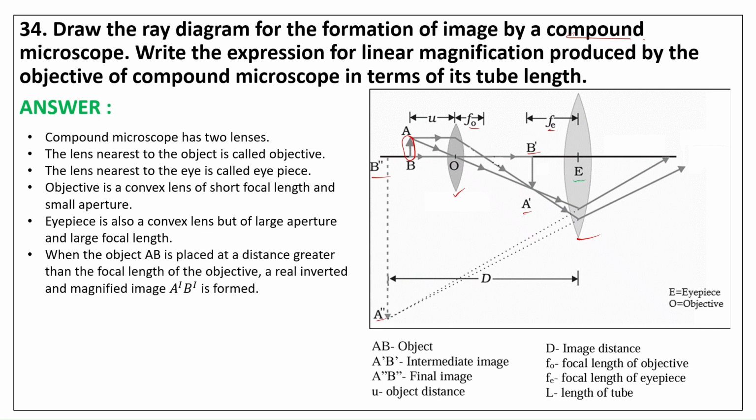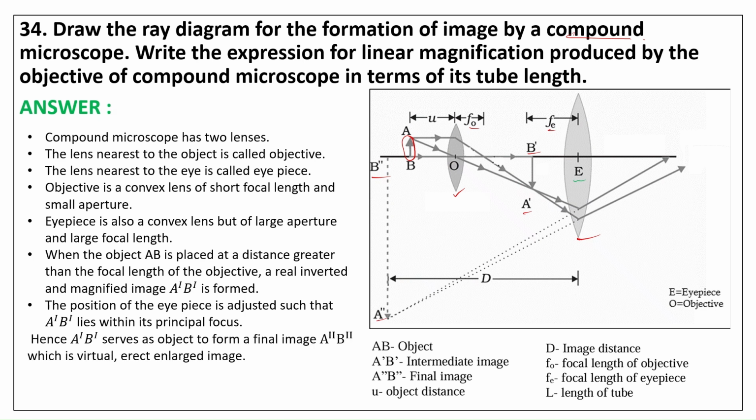When the object AB is placed at a distance greater than the focal length of the objective, a real, inverted and magnified image A dash B dash is formed. The position of the eyepiece is adjusted such that A dash B dash lies within its principal focus. Hence A dash B dash serves as object to form a final image A double dash B double dash, which is virtual, erect, enlarged image.